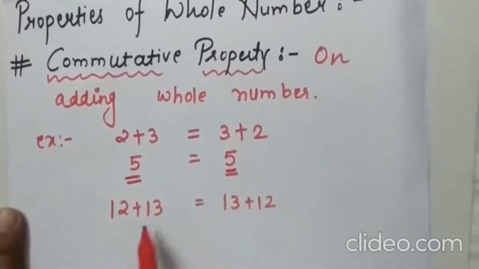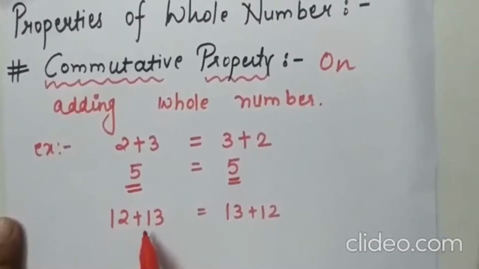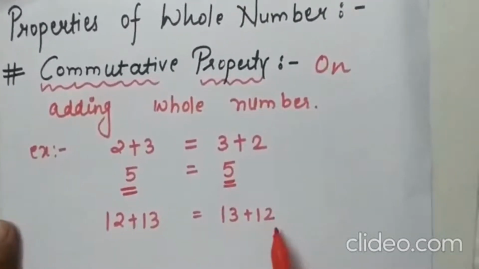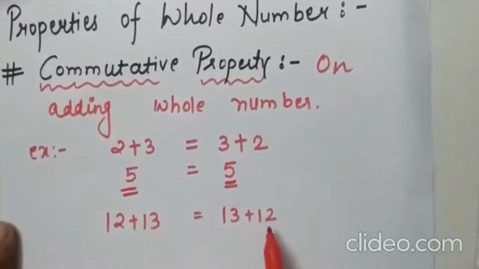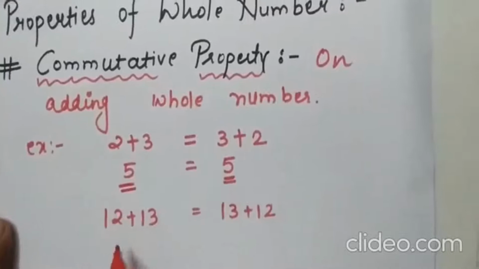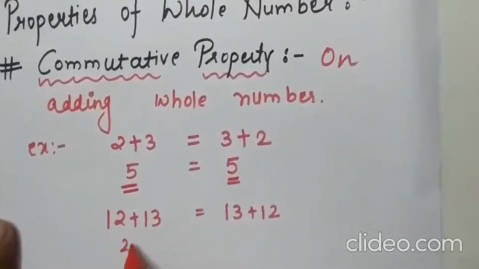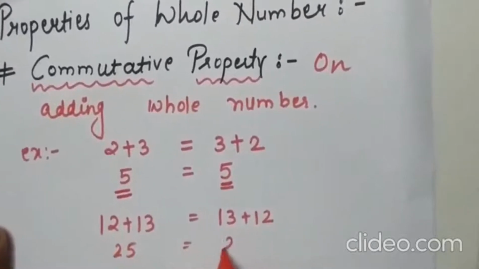Here are the same two whole numbers, 12 and 13. Here I have written 12 first, then 13. Here, 13 first, then 12. If I change the order of the numbers, then also my result will not change. So 12 plus 13 is 25, and 13 plus 12 is also 25.